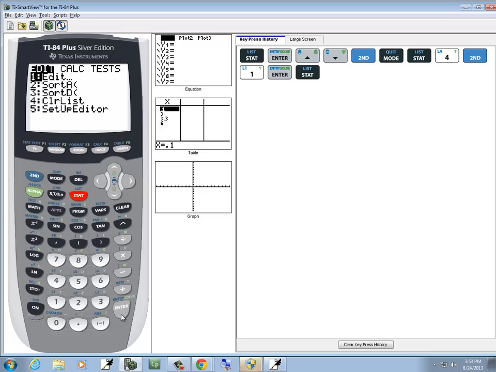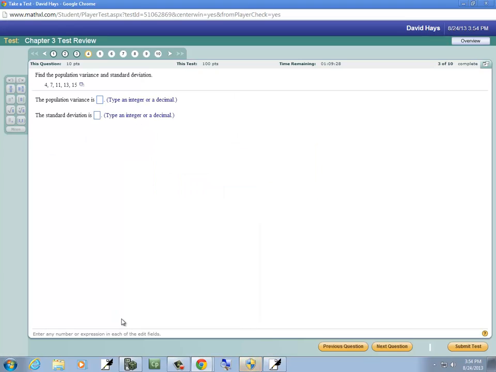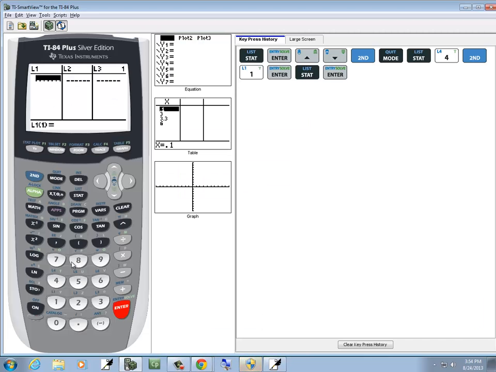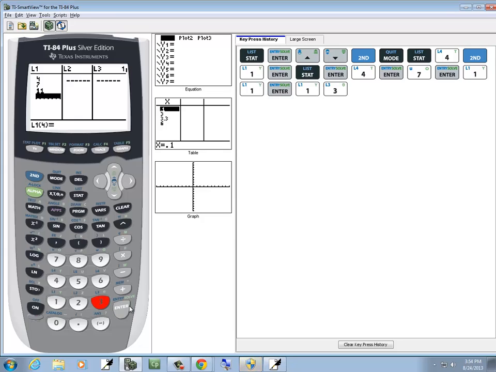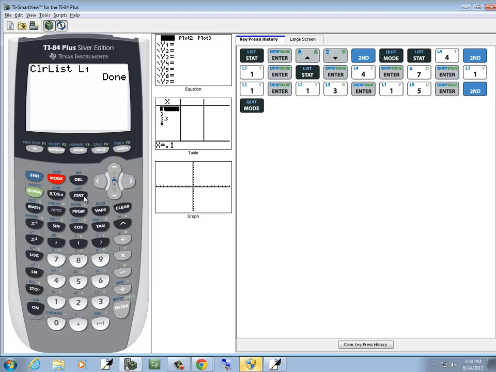I'll press stat, enter on edit, and you see L1's cleaned out. Okay, I got 4, 7, 11. So 4 enter, 7 enter, 11 enter. 13 and 15, so 13 enter, and 15 enter. Going to exit out. I'll press clear to clear out the screen.